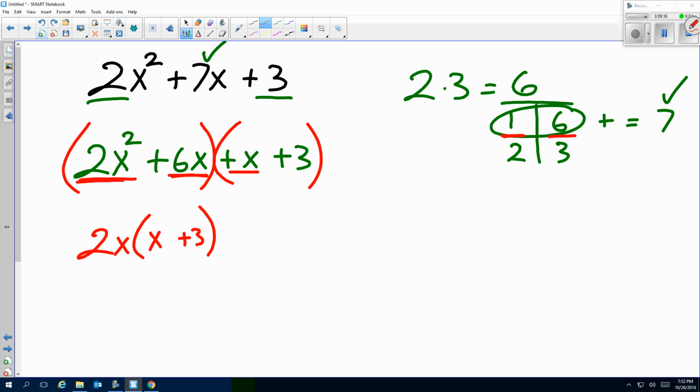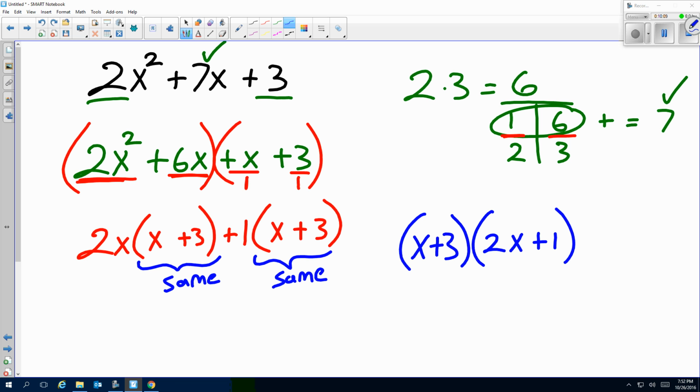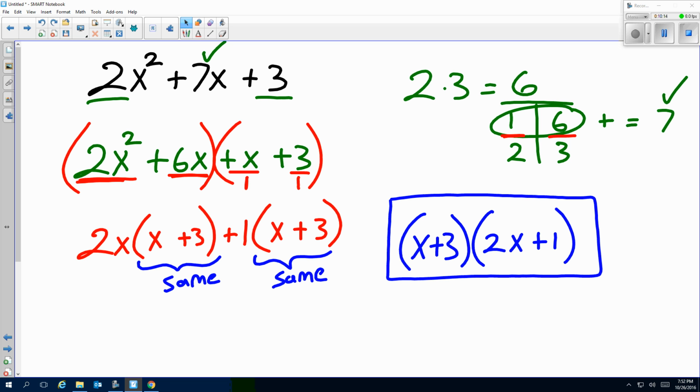Now, x and 3 have nothing in common. Well, I guess we could technically say they have a 1 in common, don't they? So if I divided x by 1, I get x. If I divide 3 by 1, I get 3, which is okay. But it's good enough for me, because what do we notice here? These are the same. So now I can write my answer. X plus 3, factor that out, and then whatever we had left, we had a 2x and a 1 on the inside. We can successfully factor that, wrap it up, call it a day.